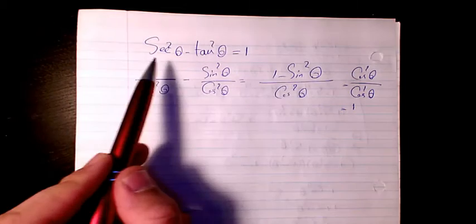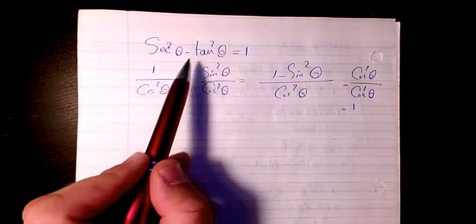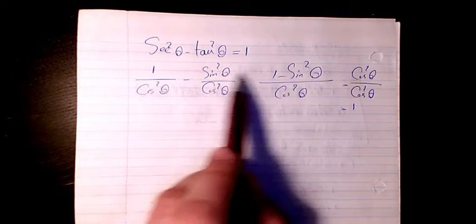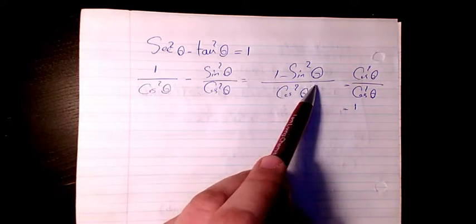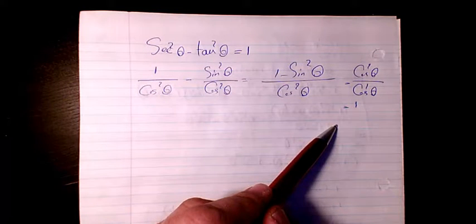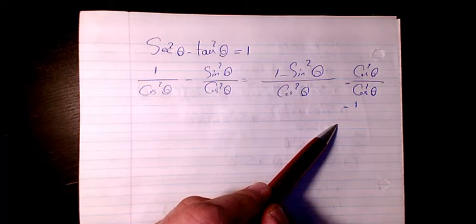So let's repeat again. We have secant, which is 1 over cosine, and tan was sine over cosine. So that's how it's changed to 1 minus sine squared theta divided by cosine squared theta, and then these two cancel out and it will be equal to 1.